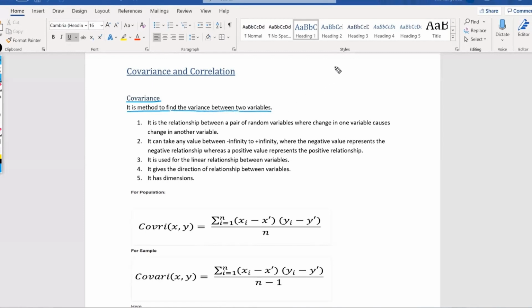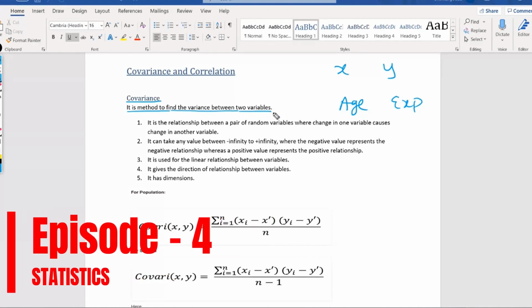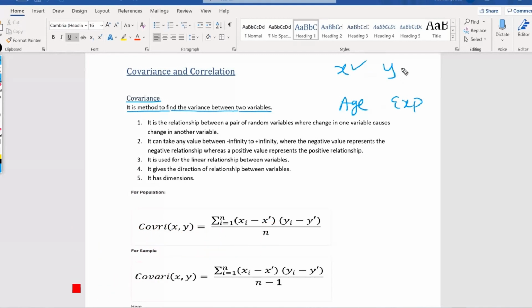Two variables, say X and Y, or maybe I can say age and experience. You can take any variables. So the variance between two variables. This is one variable and this is another variable, and we are trying to find the variance between two variables like age and experience.